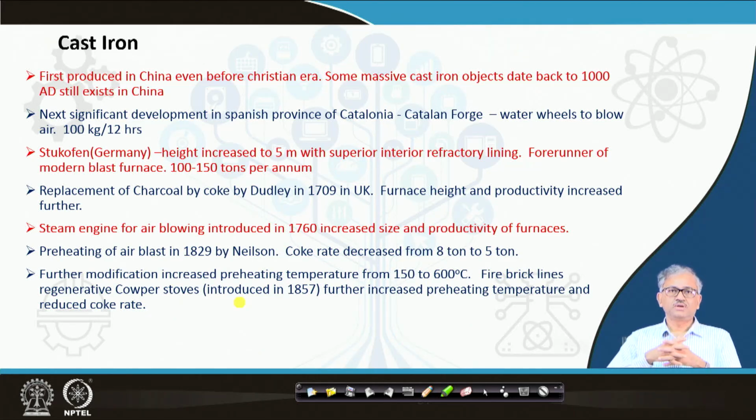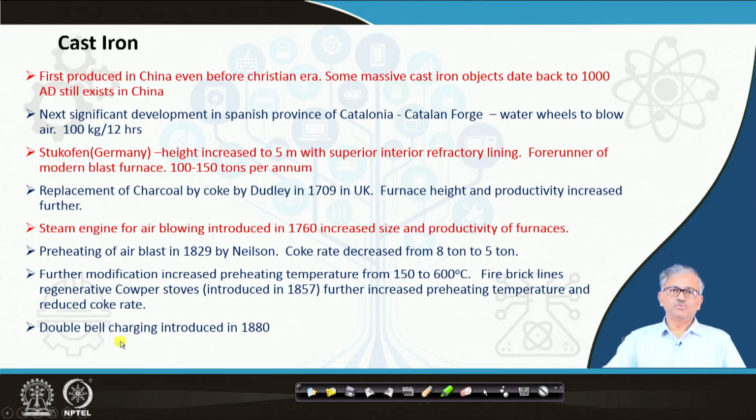That is, you get the Cowper stove. That is the modern stove, but with a much higher preheat temperature. Now you can attain 1200. That time, 600 degrees centigrade you could attain by that Cowper stove. So it increased the preheating temperature and reduced the coke rate.